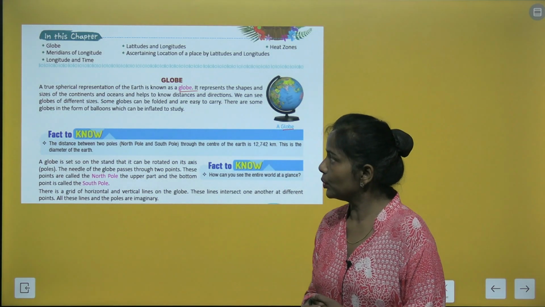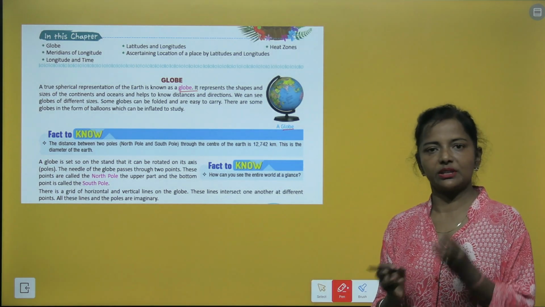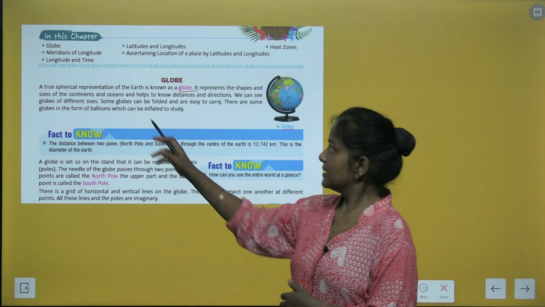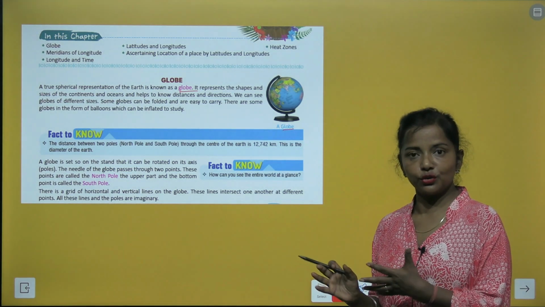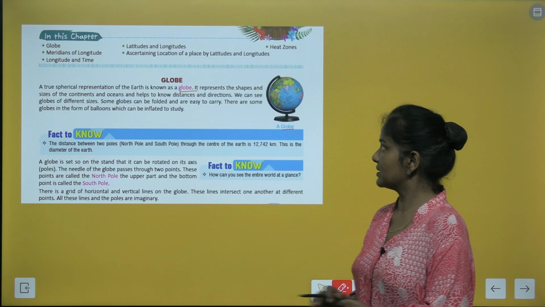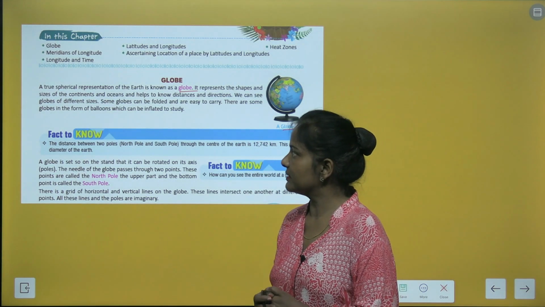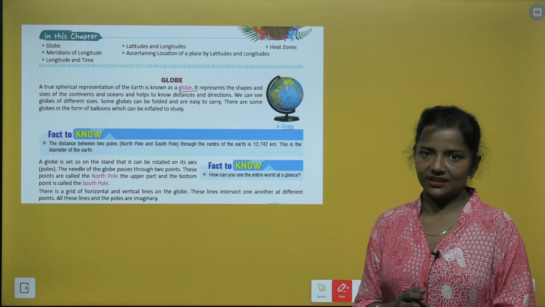We can see globes of different sizes. अलग-अलग sizes के होते हैं. बहुत बड़ा globe भी होता है, छोटे-छोटे globes भी होते हैं. Some globes can be folded and are easy to carry. और कुछ globes जो हैं वो fold भी हो जाते हैं और उसे carry करना बहुत easy हो जाता है. There are some globes in the form of balloons which can be inflated to study.